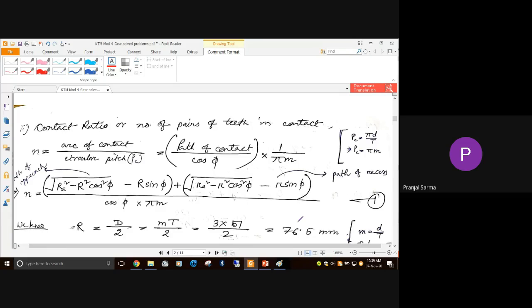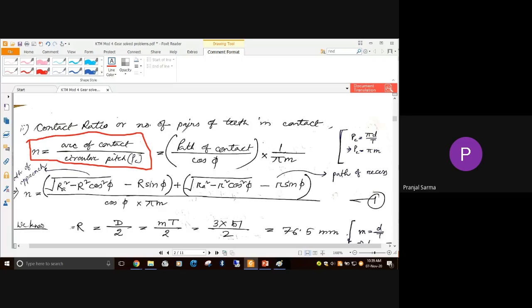Next, the second part is to find out the contact ratio, or the number of pairs of teeth which are in contact. We already have a standard expression for it. The contact ratio is nothing but the ratio of the arc of contact divided by the circular pitch. And how do we find out the arc of contact?